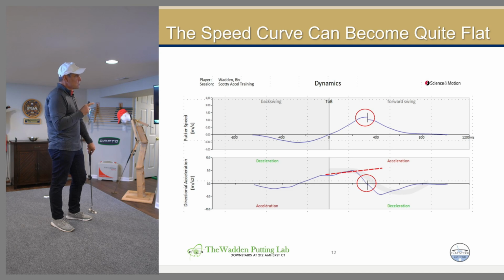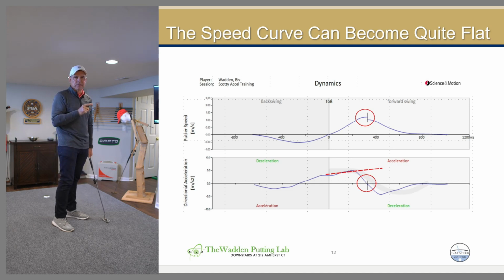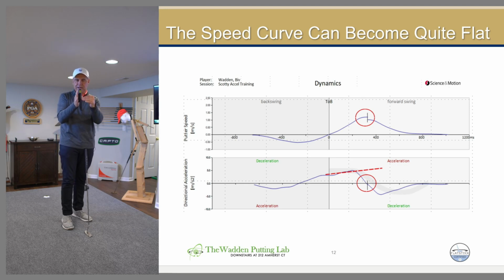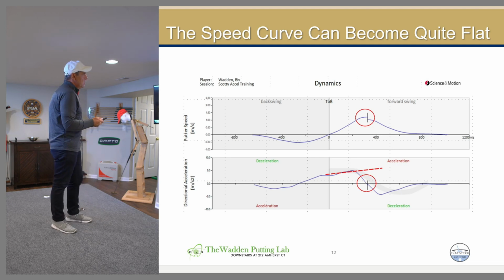And it always strikes me how flat that curve is before impact when you do this right. It's very, very flat, a constant velocity for 1.5 to 2 inches of the putter head behind the ball. So this is really what we want to achieve.